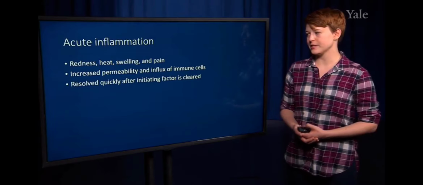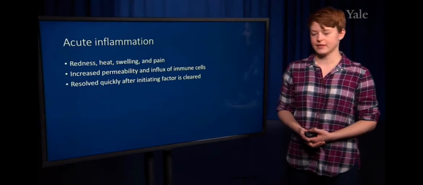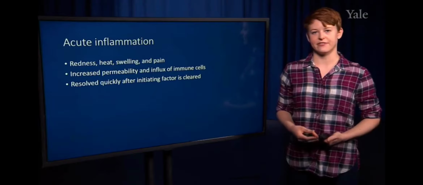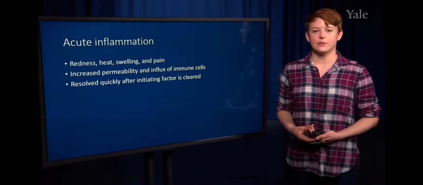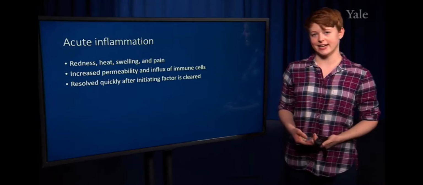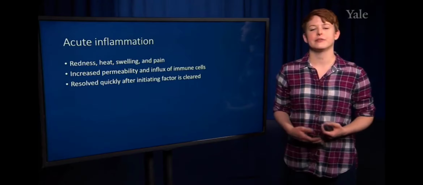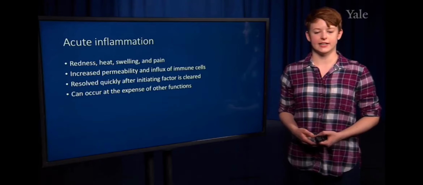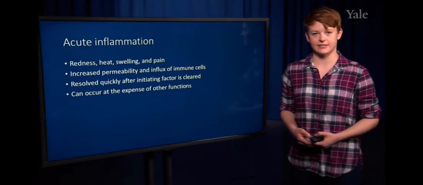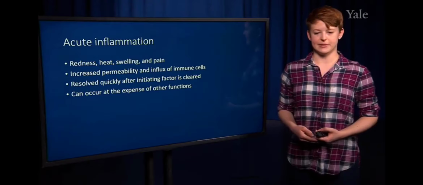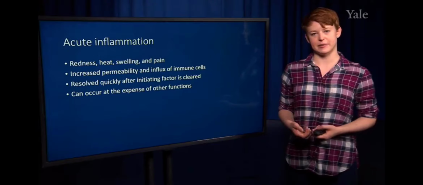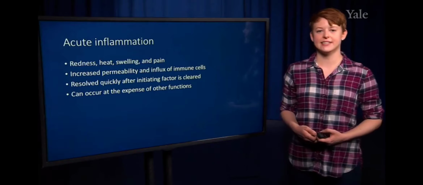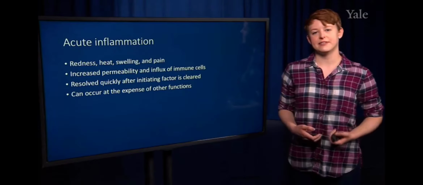This response is typically resolved quickly once the initiating factor is removed. So once that infection, for example, is cleared, then the tissue can return to the repair stage to return to its initial state. It can also occur at the expense of other functions. So, for example, the vascular permeability and swelling helps bring immune cells to that area. However, it diverts other factors in the blood from different parts of the body.